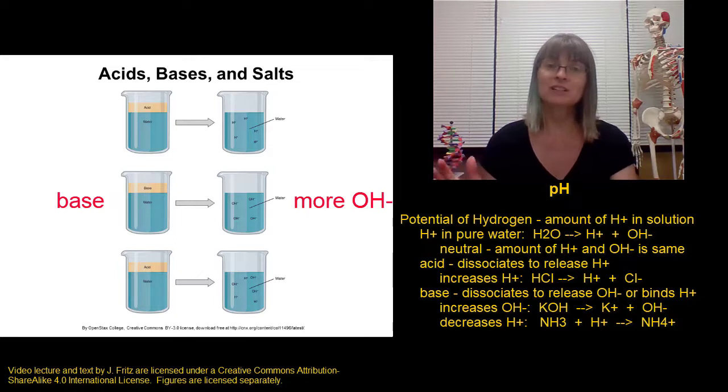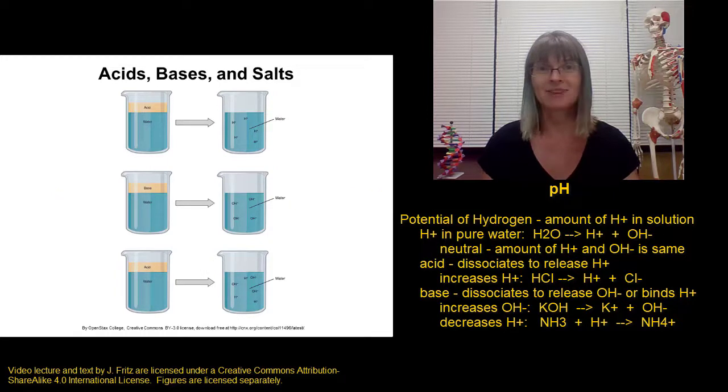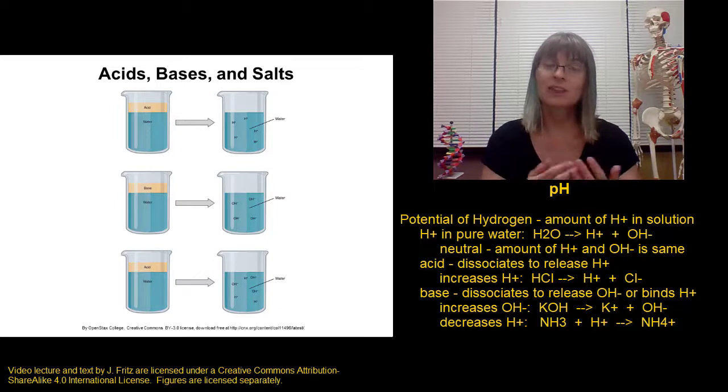So anything that has the ability to either release OH- or to bind to hydrogen ions is going to be a base. An example of a base that binds to hydrogen ions would be ammonia. Ammonia, or NH3, can bind to a hydrogen ion in water. That lowers the amount of free hydrogen ion and changes the pH.